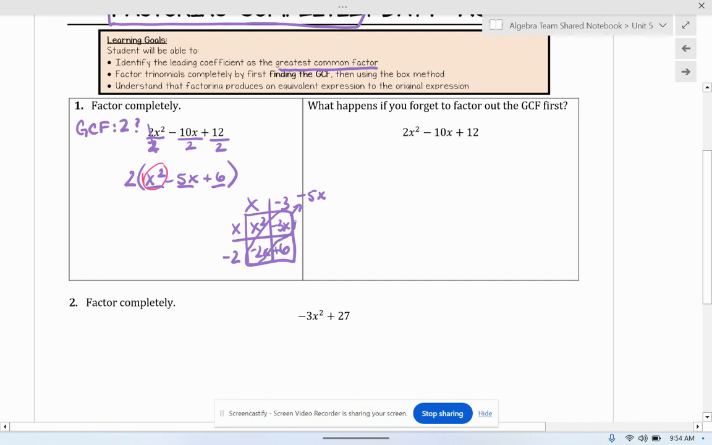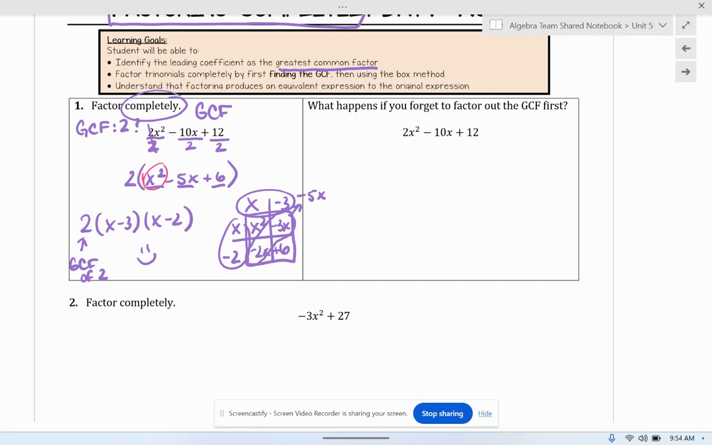Do these add up to negative 5? They do, in fact. So these are my two factors, and I have 2 times x minus 3 times x minus 2, and I have factored completely. I pulled out a GCF of 2. So factor completely means pull out a GCF. Remember that.